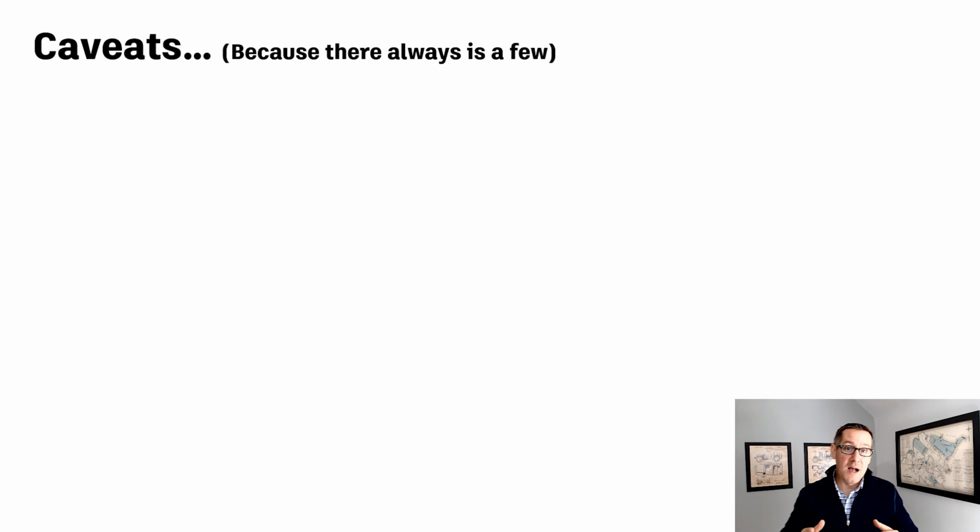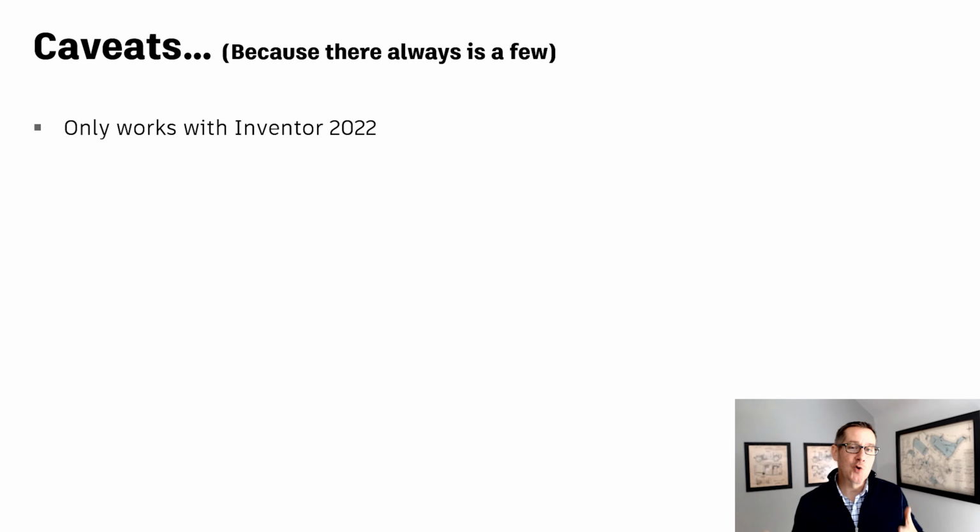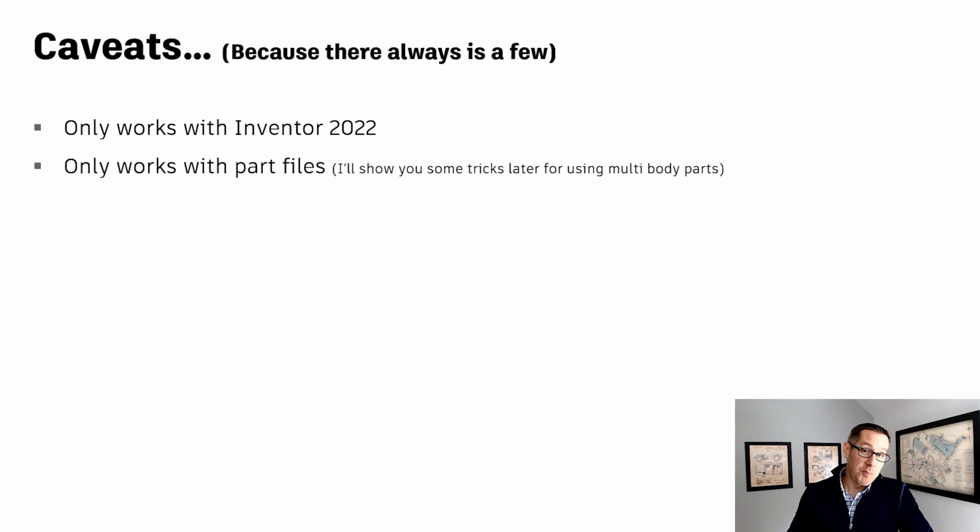So let's talk about some caveats, because there always is a few, as with everything. The first one is this only works with Inventor 2022. So if you have an older release of Inventor, you're not going to see this option. Next is this only works with part files. And those of you that know Inventor, you probably know how to make a multi-body part, or you know how to take an assembly and turn it into a multi-body part. So there's ways to get around this, but again, part files only.